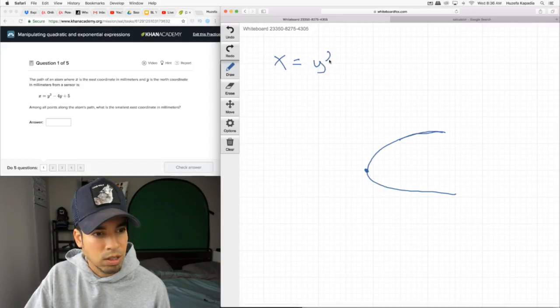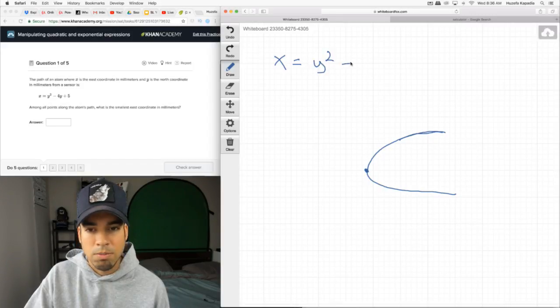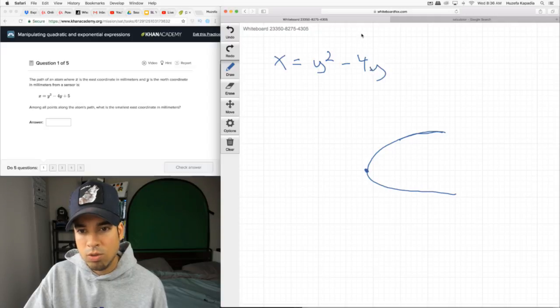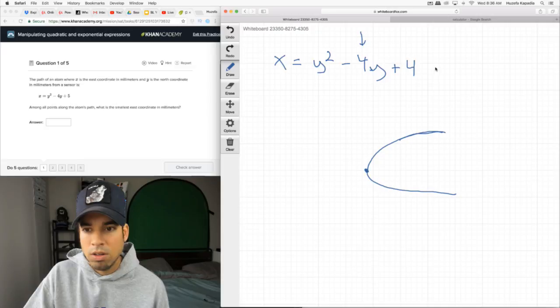So what we're going to do is complete the square. y squared minus 4y. This means we're going to take half of this second term and square it, plus 4, and then we still have the 5 out here. So I'm going to group these together. Since I'm adding a 4, I also have to subtract a 4 to balance everything out.